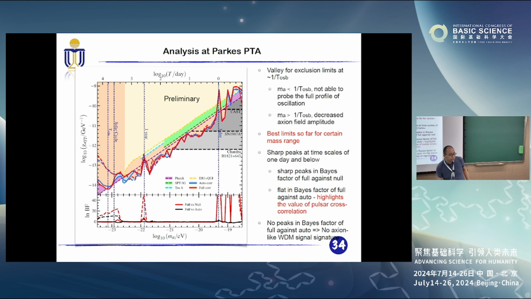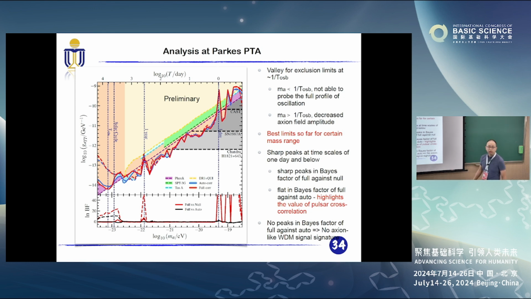So certainly the sensitivity will get decreased. This is how to understand the sensitivity in this side. And if the mass of the dark matter particle is larger than the inverse of the observation time span, then for that case, the axion field amplitude will decrease. This can be understood. And because of that, the sensitivities also get weakened as the value of m_a increases.